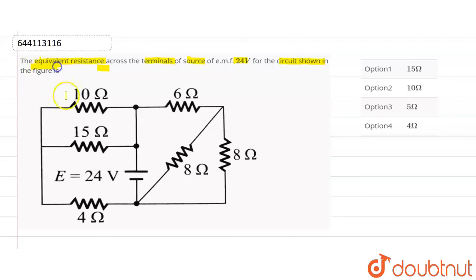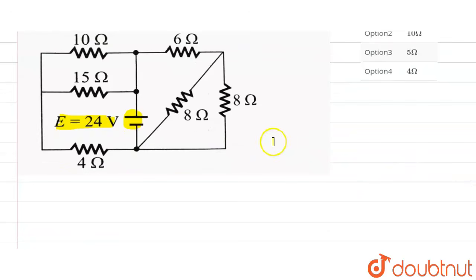Equivalent resistance across the terminals of source of EMF 24 volts for the circuit shown in the figure is. Okay, so we have to find out the equivalent resistance across this 24 volt EMF source. Now we can see that we should reduce this circuit.